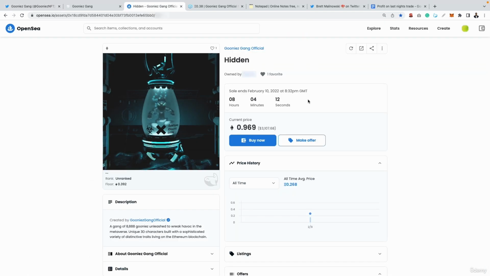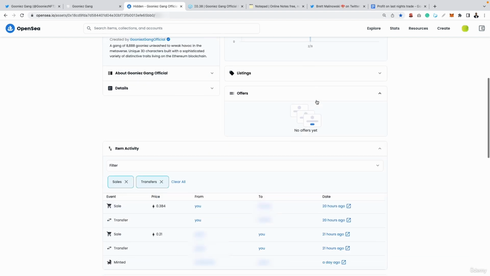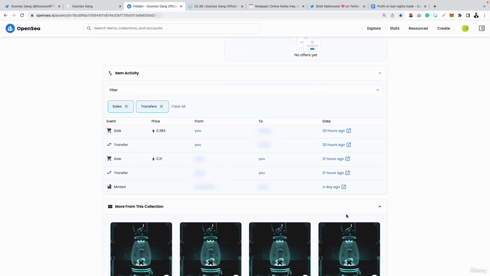So this is actually the NFT I was involved in. If I scroll down to the bottom of this page to see the item activity and show you where all the magic happened, you can see this person actually minted it. It came from a null address because obviously it didn't exist before it got minted and added to the blockchain. So you can see it was minted by this person. I then bought it off this person and it was transferred to me, which is why it says you.